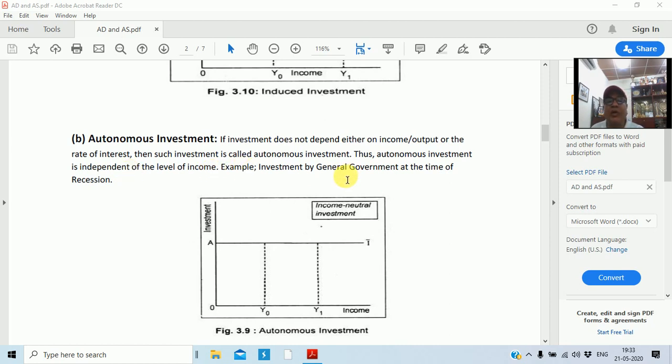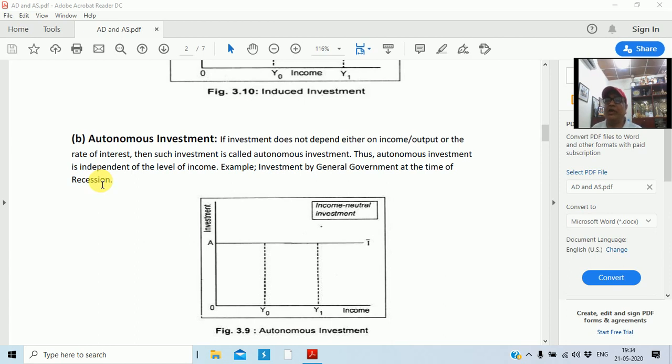For example, investment by general government at the time of recession. If there is a recession, government is going for the investment because enterprises are not going for the investment. During the recession, there is a price fall. So no enterprise will come forward and go for the investment because their investment is what investment? Induced investment. They will only go for the investment when there is a rise in income. In recession, there is no rise in income. So therefore, there will be no induced investment. So then how the job will be created?